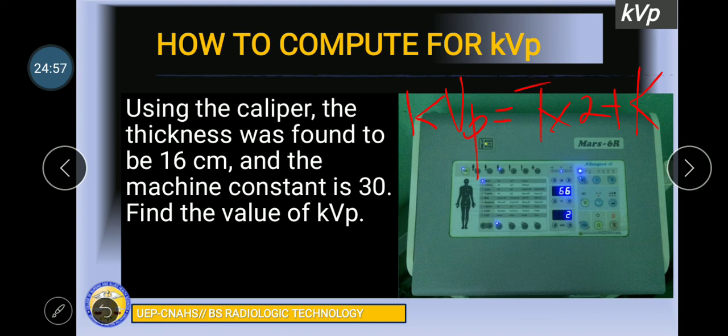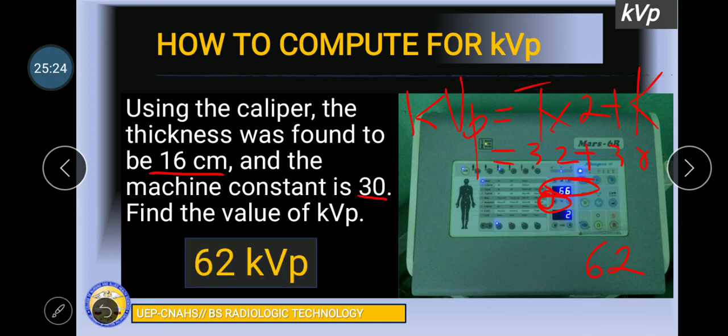So your thickness is 16. So 16 times 2, that will be 32. Halimbawa, yung machine constant nyo is 30. So that will become 62. So adjust mo siya dito. Instead of 66, babaan mo siya until mahanap mo si 62. 62 kVp for that certain procedure. Again ha, depende pa rin sa machine constant. Kasi kung sinabi natin dito, yung machine constant is 40, of course, that will become 72. Okay, naintindihan?